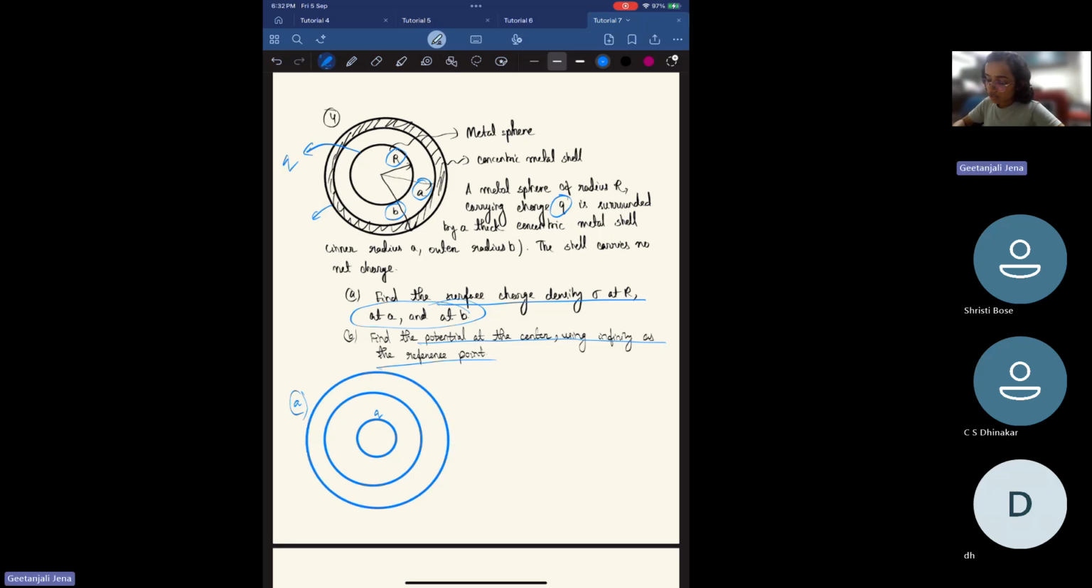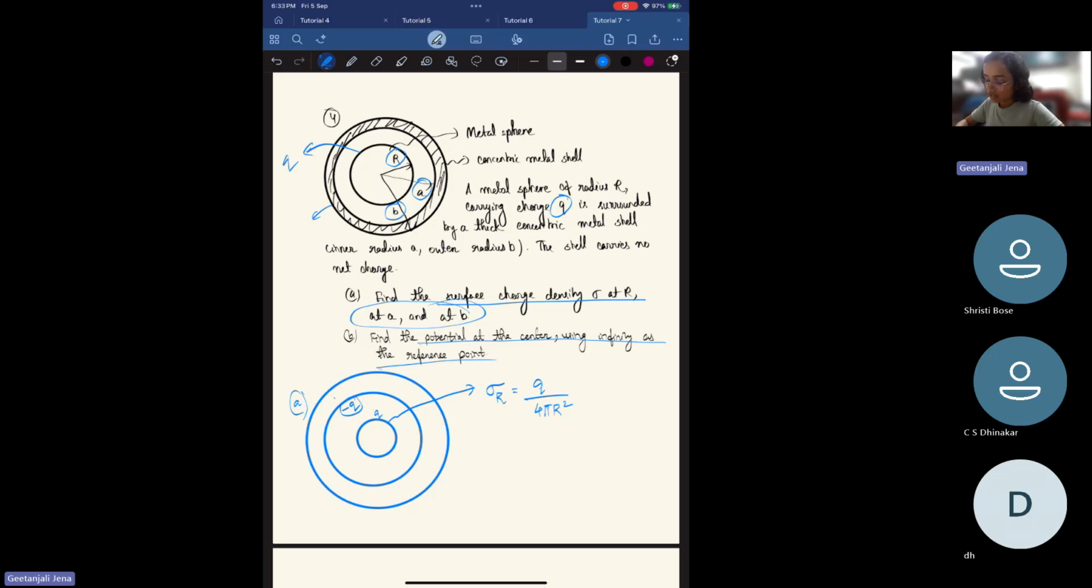And because there is Q charge here, for this metal sphere, what will be the sigma? Sigma will be sigma r. It will be Q by 4 pi r square, so total charge Q divided by the surface area. For the spherical shell, this will induce minus Q charge here.